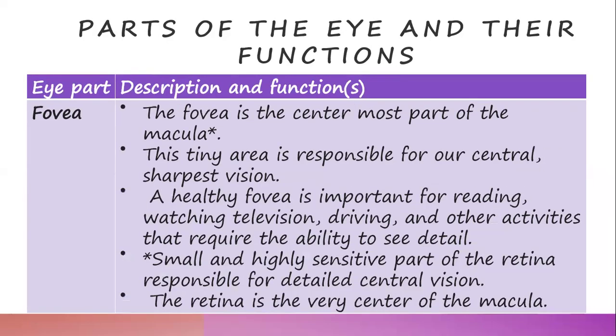The other part is the fovea. The fovea is the centermost part of the macula. The macula is a small and highly sensitive part of the retina responsible for detailed central vision. This thin area is responsible for our central, sharpest vision. A healthy fovea is important for reading, watching television, driving, and other activities that require the ability to see various important details. The fovea is the very center of the macula.